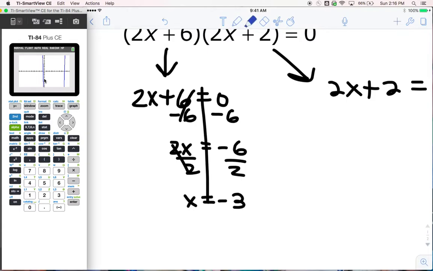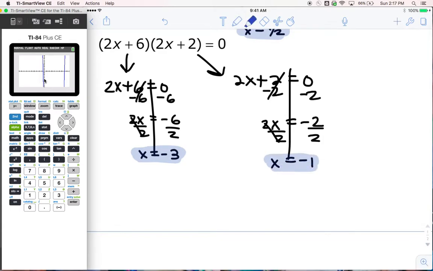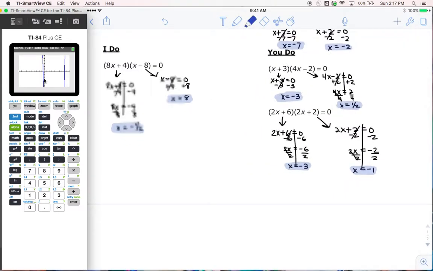So if I use -3 for x, I'll get a 0. My other one, let's see here. I'm going to subtract 2 from both sides. I've got 2x equals -2. Divide out that 2, and I've got x equals -1. So it looks like I've got a -3 and a -1 for my zeros.